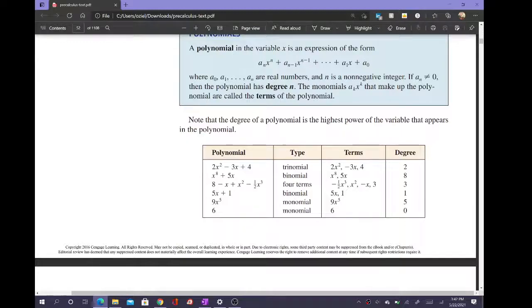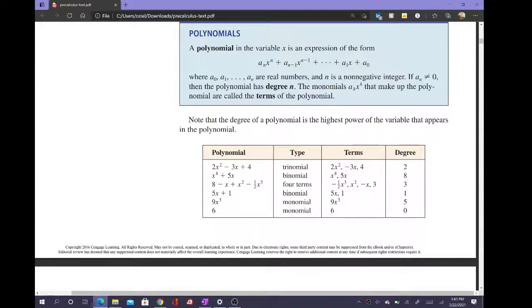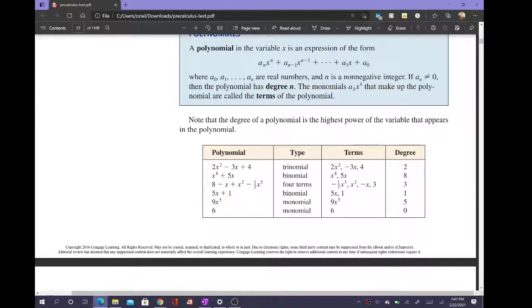It's the highest degree. And then it says 8 minus x plus x squared minus 1/2 x cubed. This is a 4-term polynomial. The terms are negative 1/2 x cubed, x squared, negative x, and 8. And the degree is 3. Notice that this one is not written in order. In reality, the polynomial would have to be written as negative 1/2 x cubed plus x squared minus x plus 8.